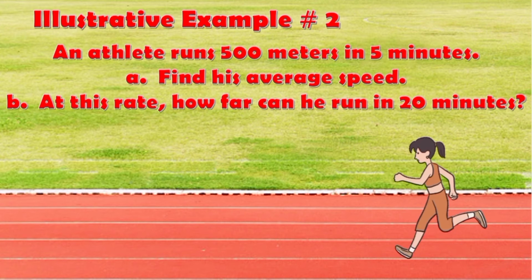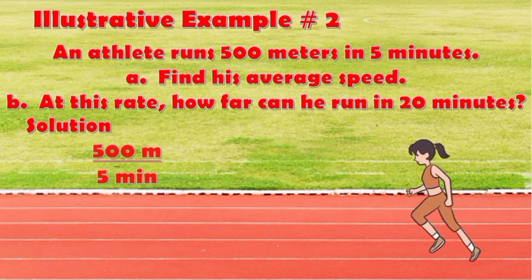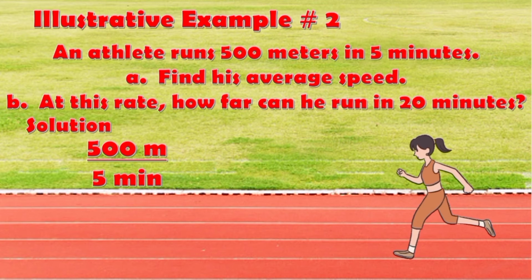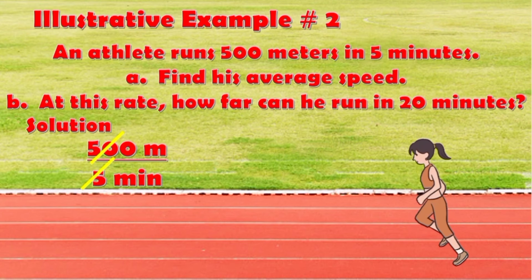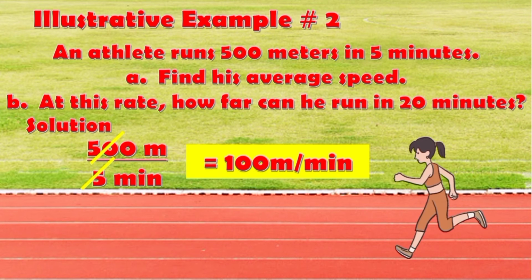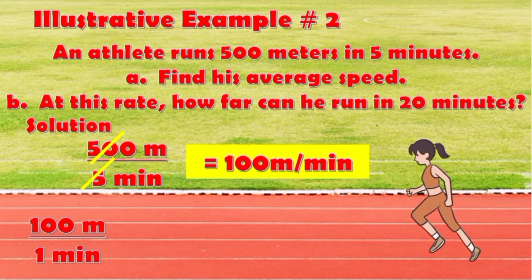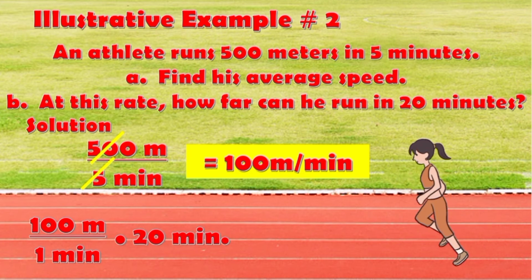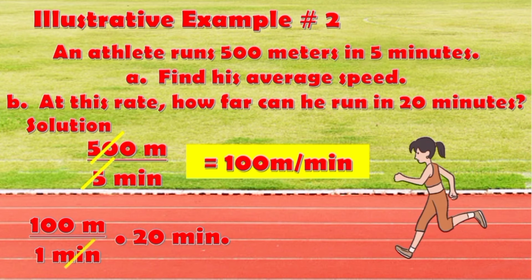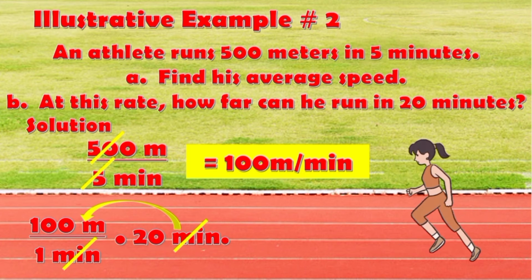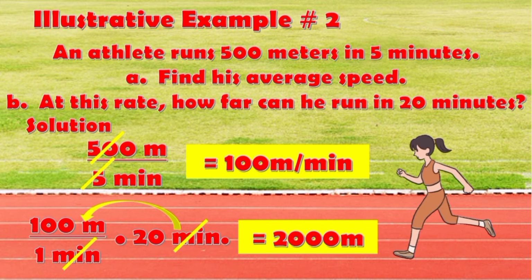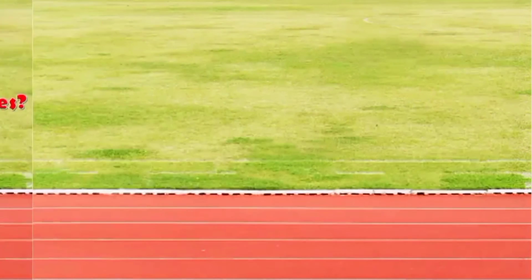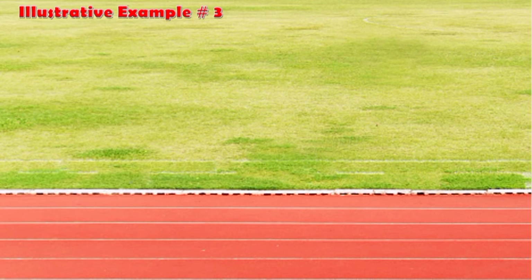Now look at our solution. 500 meters over 5 minutes. We can divide 500 by 5. Our answer is 100 meters per minute. 100 meters divided by 1 minute multiplied by 20 minutes. First, we need to cancel out the common factor, which is minutes. 100 meters times 20, we have 2,000 meters. Example number 3.